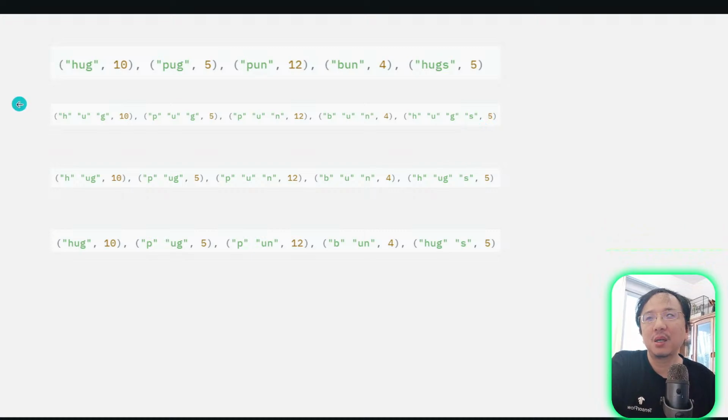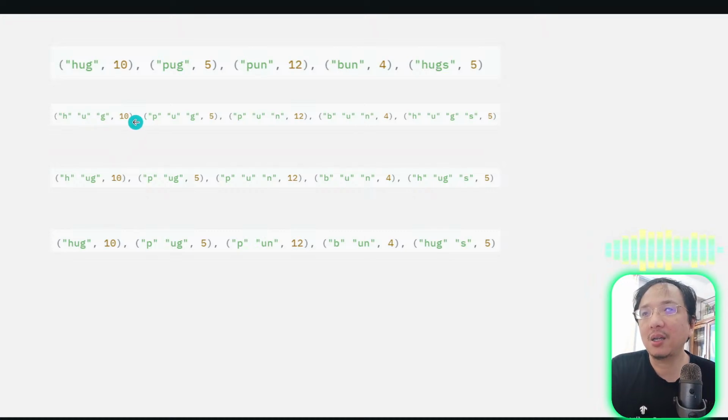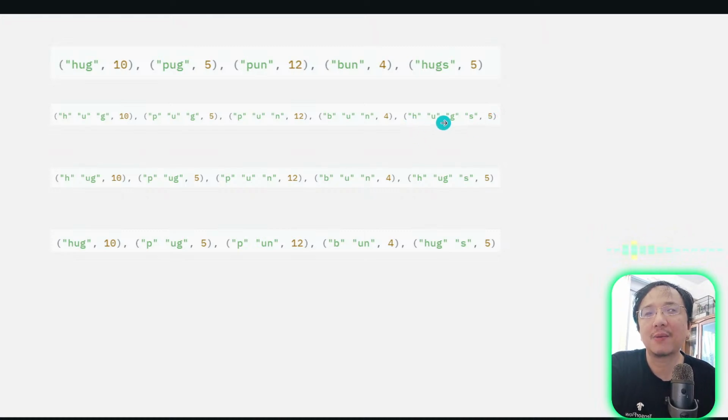Now let's scan for 2 consecutive tokens. We first split the words with the original dictionary into H U G, P U G and so on, then find the 2 adjacent tokens. Like HU, how many times does HU appear? Here it appears 10 times, and here 5 times. So HU appears 15 times.